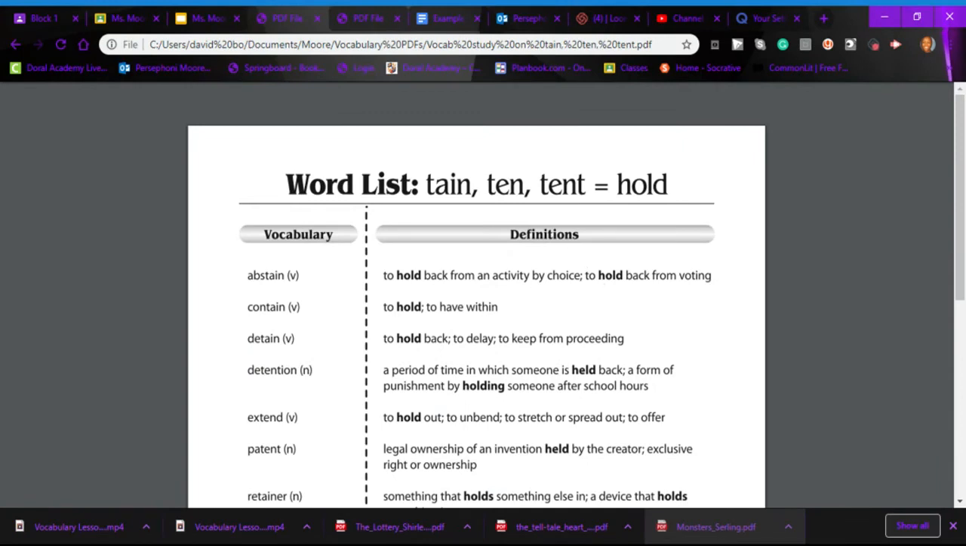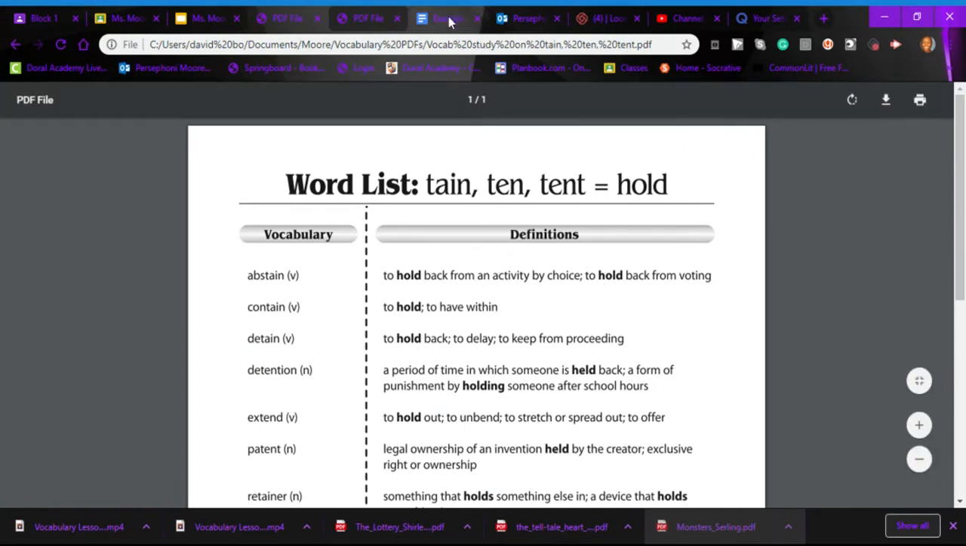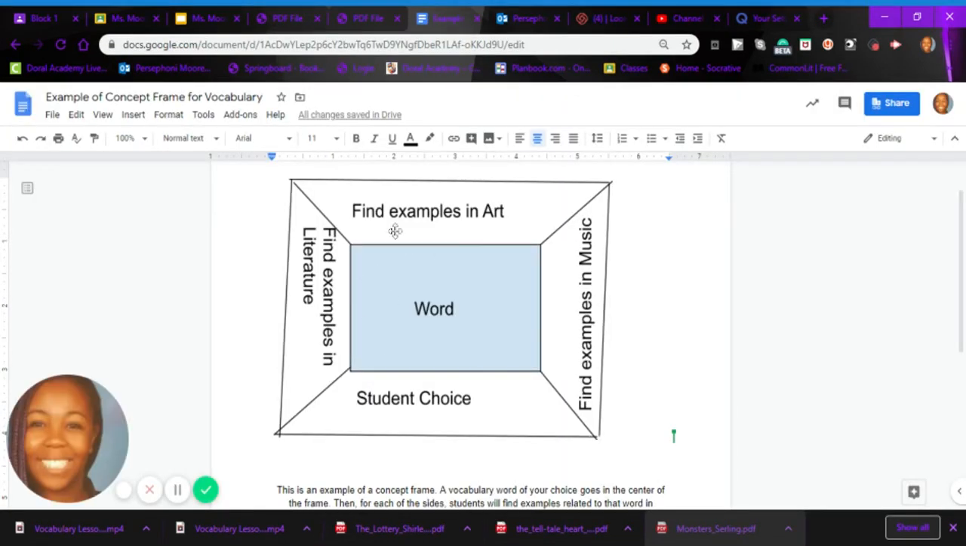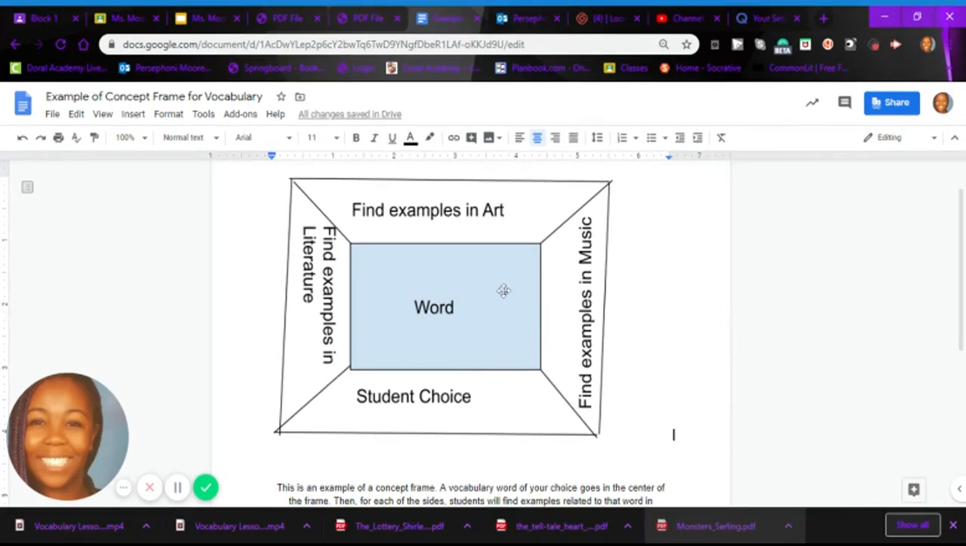Now for your vocabulary challenge, I'm going to show you an example of a concept frame. So this is a concept frame. It's not very straight, as you can see, but I just wanted to get a quick example up for you so you know what your expectations are. So it is a frame, as you can see. It kind of looks like a picture frame, and the word is going to be in the center. So for this concept frame, you're going to choose only one word from the word list this week. And you will find examples in literature, art, and in music.